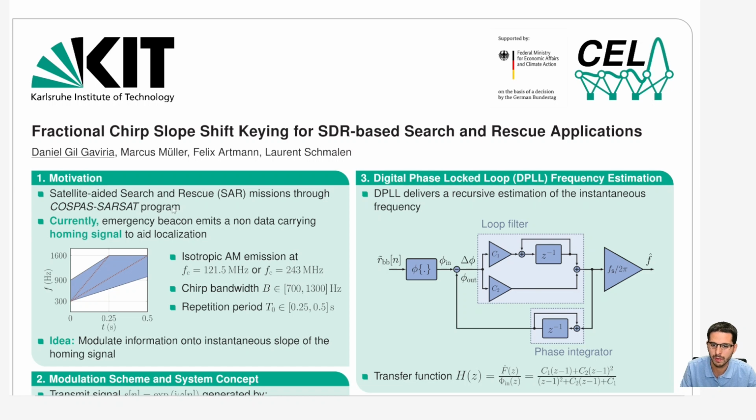More specifically, the COSPAR-SARSAT program, which is a standard that has been around for several decades and aided the rescue of several thousands of persons. So the way it works is, whenever there's an emergency, the distress beacon or emergency beacon sends a signal to the satellite constellation of the COSPAR-SARSAT program. This triggers a rescue mission, and the search and rescue mission looks for the location of the distress.